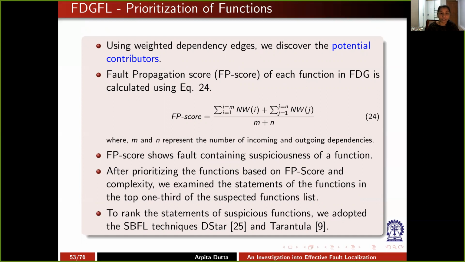And then after that, we calculated the fault propagation score of a function based upon the addition of all the incoming and outgoing edges based upon their scores, and then we selected the top k functions, and we used the existing D star and Tarantula method for ranking the statements involved in those top k functions.